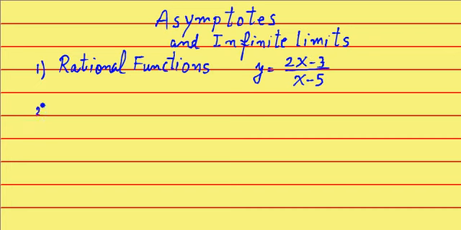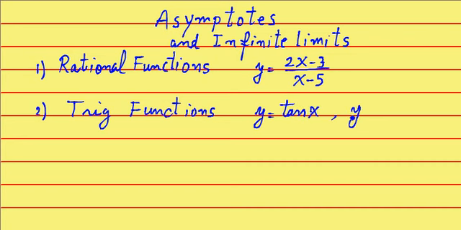Type 2 to look at are trigonometric functions. This is as good of a time as any to go back and refresh your memories about trig functions, some of their properties. Some videos are posted related to them. But right now we're just looking at the very basic functions. For example, we might take a look at tangent of x or cotangent of x or secant of x and such. These are examples of trig functions that have asymptotes.